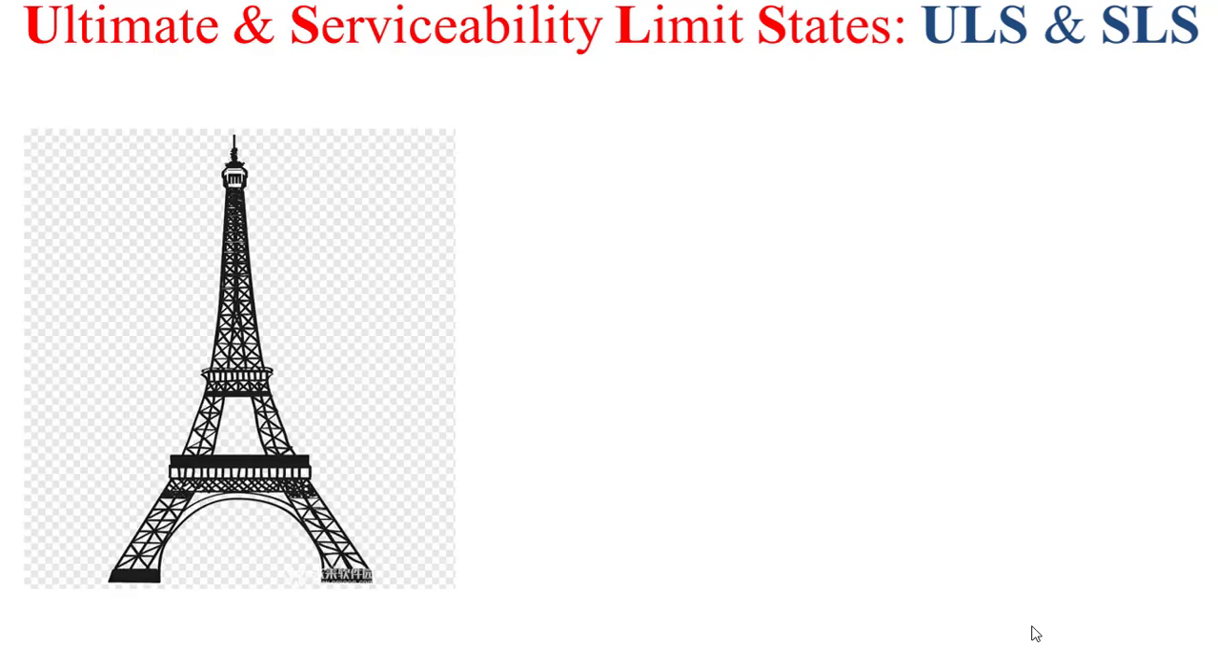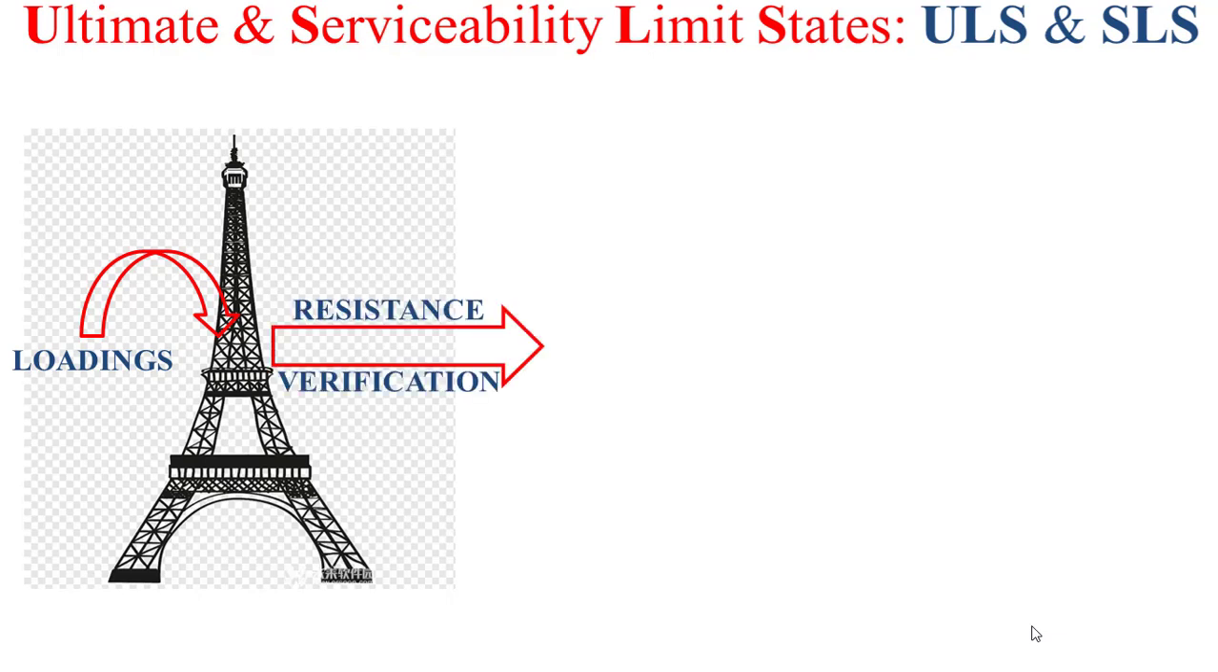So when we consider steel construction, and we consider loadings applied on this steel construction, the resistance verification of the steel construction, as well as the different components of this steel construction, should be carried out under the ultimate limit state, denoted by ULS, and the serviceability limit state, denoted by SLS.